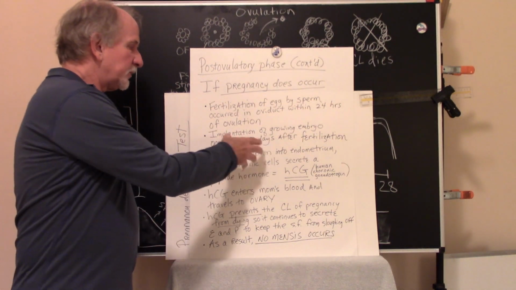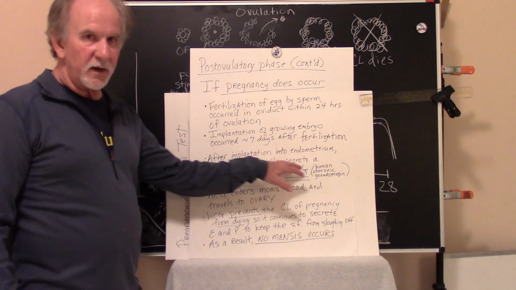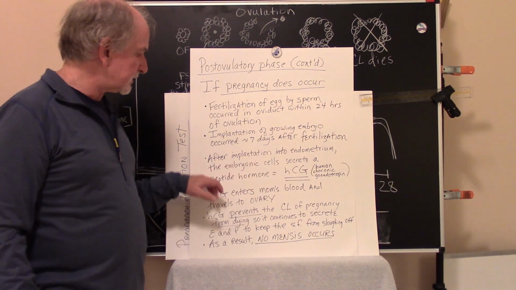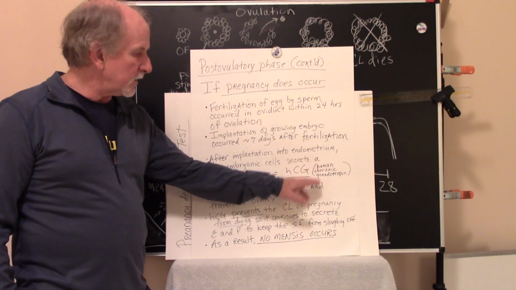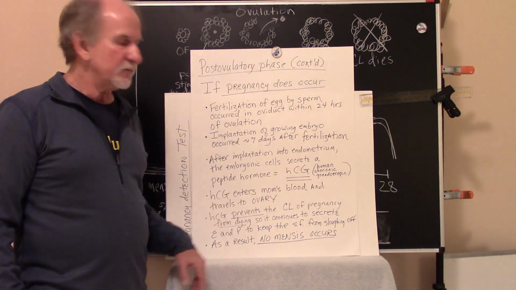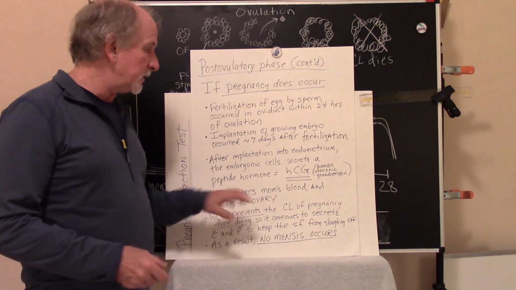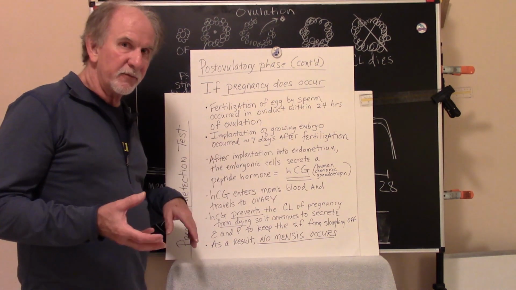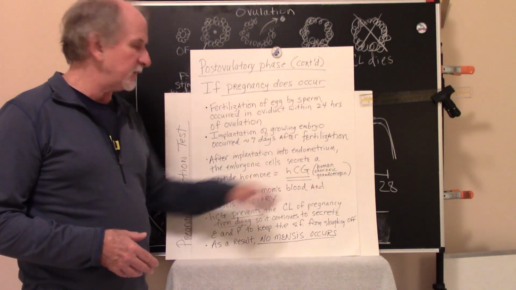And after implantation of the embryo into the endometrium, the embryonic cells secrete a peptide hormone called human chorionic gonadotropin. That's HCG. So you don't have to know this human chorionic gonadotropin, but know that the embryonic cells after implantation secrete a hormone called HCG.